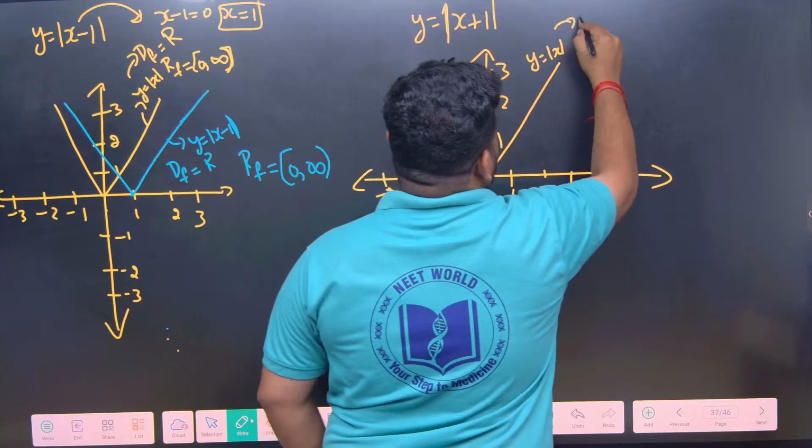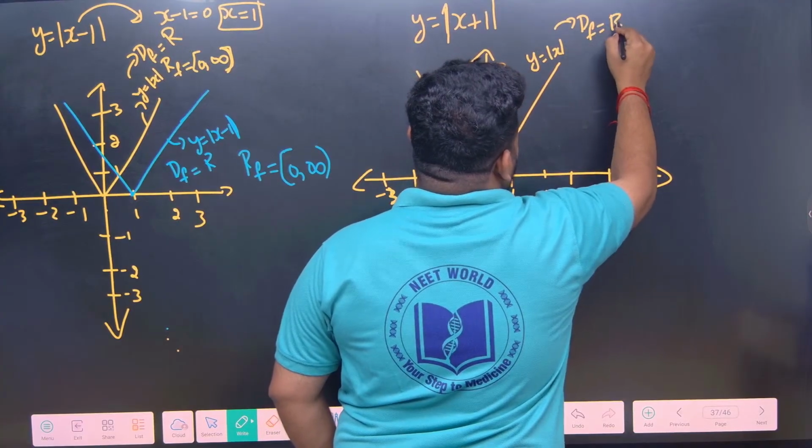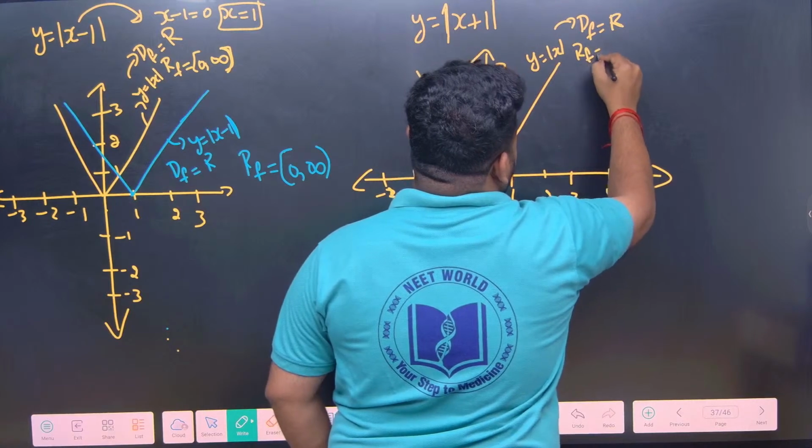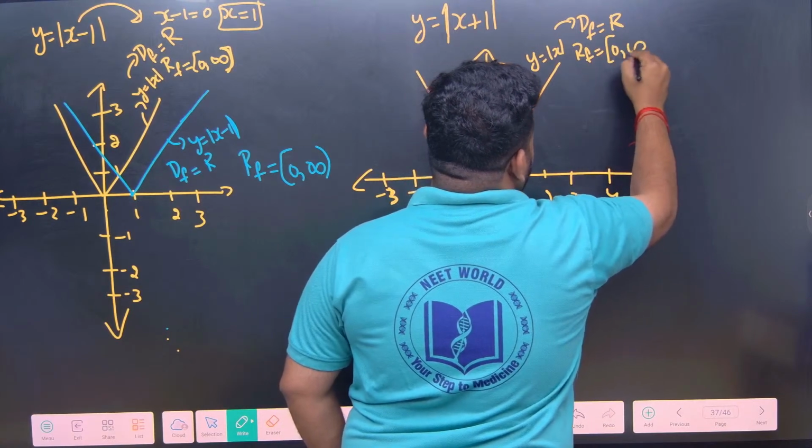Okay, what is the domain of this? I have told multiple times now. Domain of this: set of all real numbers. Range of this is what we are having? Closed interval 0 comma infinity. This is what we are having.